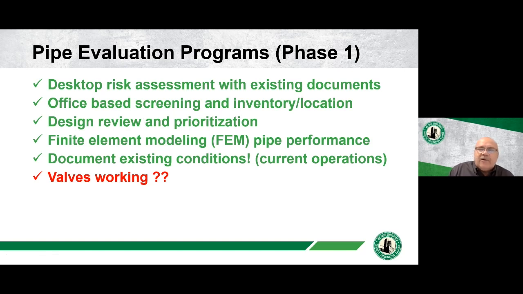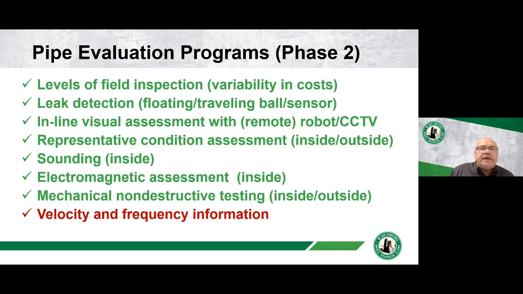Let's do an inventory. Let's find out where all of our pipes are, where our valves are, and where the redundancy is in the system. Maybe we can use another system to take one offline and repair and replace it. A design review and prioritization. Where are the weak links? Finite element modeling plays an important role in this as far as identifying pipe performance, weak pipes that don't have the factor of safety we're looking for, and where there are ones that do have the factor of safety and are functioning just fine. Documenting existing conditions is important, and again, valves don't always work. I hope that's a good takeaway for everybody here today.